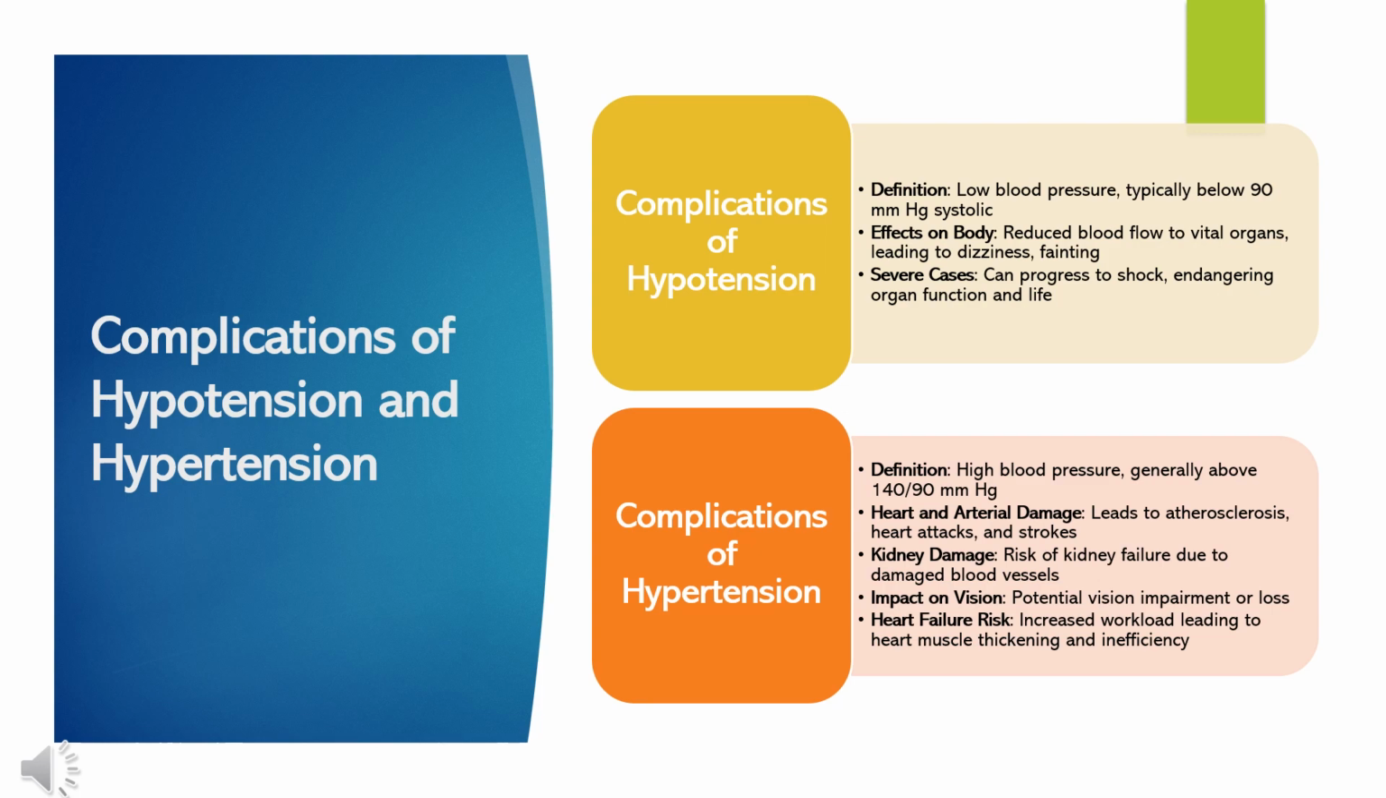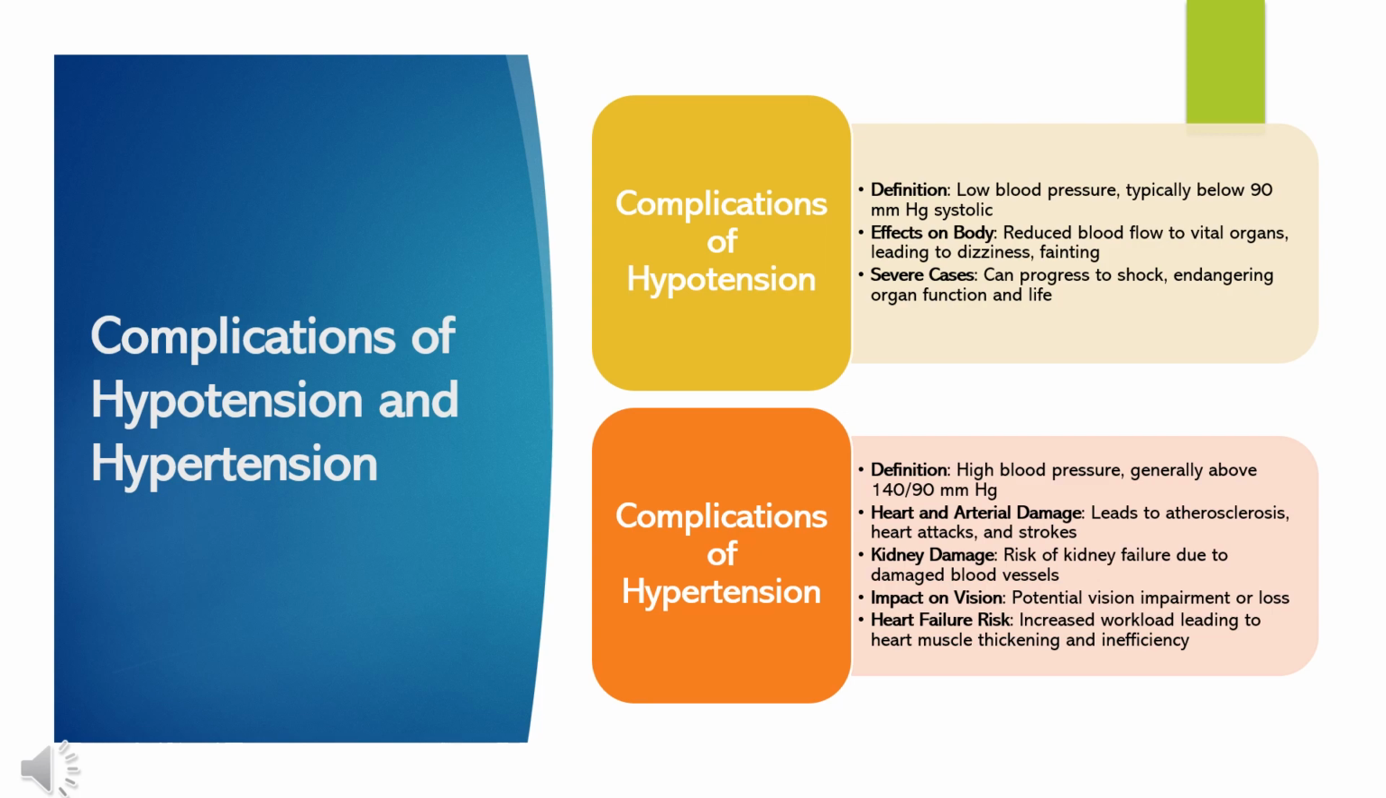Chronic high blood pressure can lead to heart diseases like atherosclerosis, which is a hardening and narrowing of the arteries, increasing the risk of heart attacks and strokes. The kidney's delicate blood vessels can be harmed by sustained hypertension, potentially leading to kidney failure. The tiny, fragile blood vessels in the eyes can also suffer from high blood pressure, risking vision impairment or loss. The heart must work hard to pump against higher pressure, which can cause the heart muscle to thicken and become less efficient, potentially leading to heart failure.